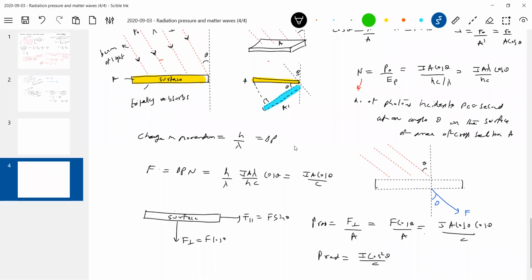If it is completely absorbed here. Now what about F parallel? IA cos theta sin theta by C.